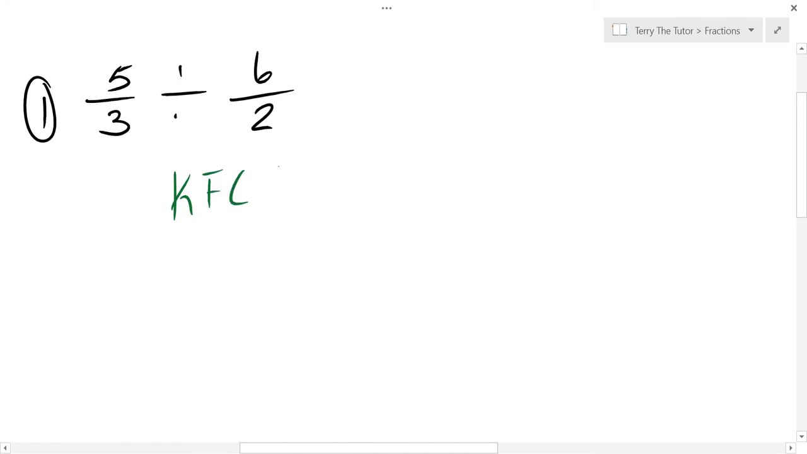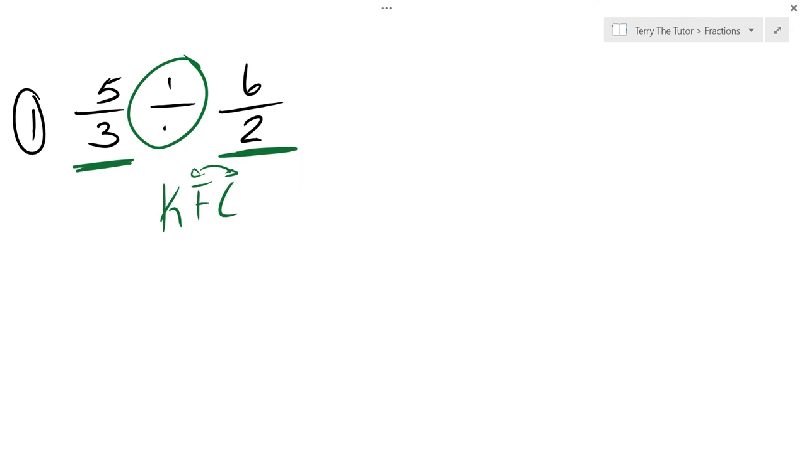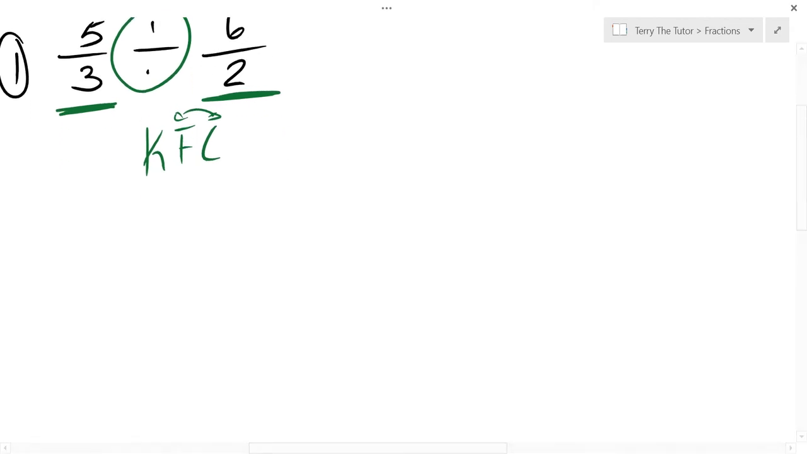The day of my test, I'm going to write this down in the corner of my paper so I don't forget. KFC. I'm going to keep the first fraction. I'm going to flip the second fraction. I'm going to change the sign in between them to multiplication. Yes, I know it's unfortunate, the positioning of the letters. They need to be switched, but anything to help you remember. KFC.